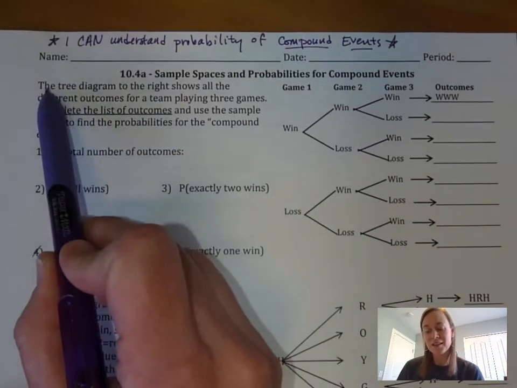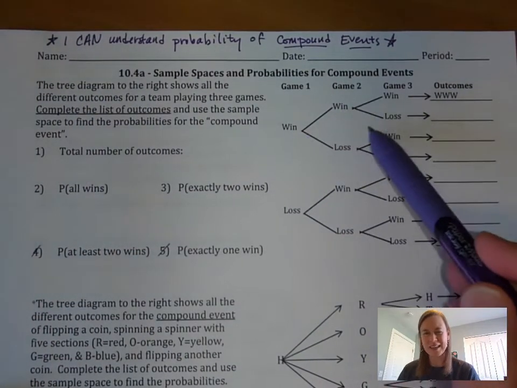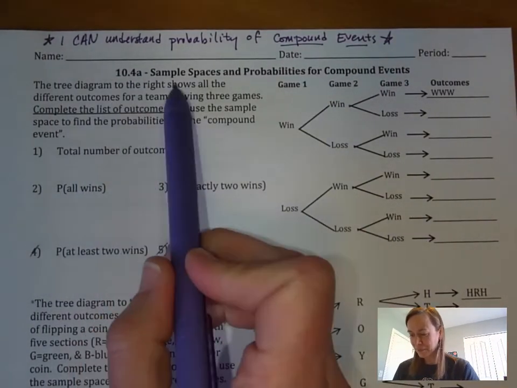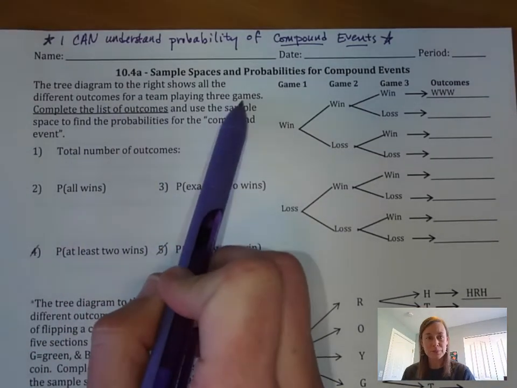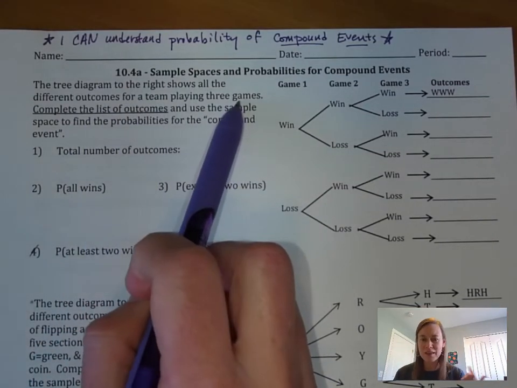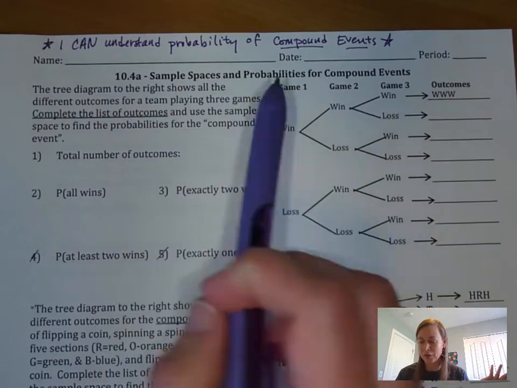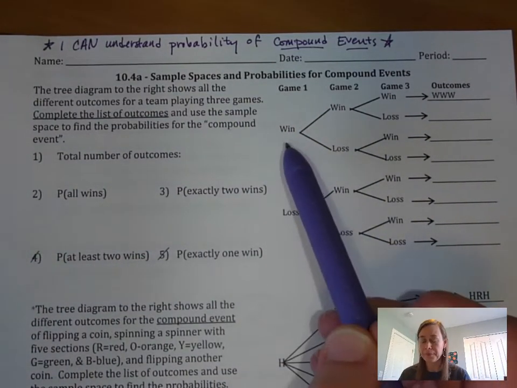Let's read. The tree diagram to the right, okay, tree diagram, that's this thing. See how it has all the little branches? So this is our tree diagram. It shows all the different outcomes for a team that's playing 3 games. It doesn't say what kind of game. You could think of basketball or any other game that has either a win or lose at the end. Okay, because those are the only 2 possible outcomes. When they play a game, it's either win or lose.